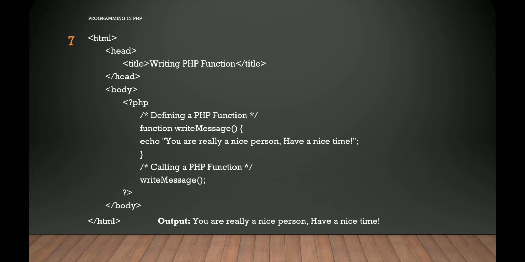So defining a function: next is function writeMessage. writeMessage is the function used in this program. Within writeMessage, the message is: you are really a nice person, have a nice day, a nice time. This is the output. The echo statement is the output statement in PHP. In C, printf is used; in C++, cout is used; in Java, System.out.println is the output statement. In PHP, echo is one of the output statements, and many other statements are available.